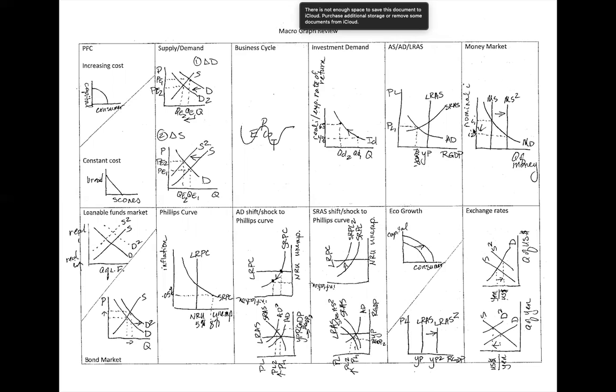In the money market, this is labeled incorrectly. This should be an R, a lowercase r. In the money market, the Fed controls the money supply, which is vertical. At any one point in time, the money supply is constant. Downward sloping money demand. Horizontal axis is the quantity of money. Vertical axis is the nominal interest rate.